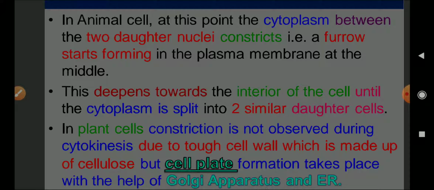Now this deepens, and that means it progresses towards inside. So it is from outside to inside, right? So in animal cell, the division starts from outside to inside, and it is known as centripetal cell division.